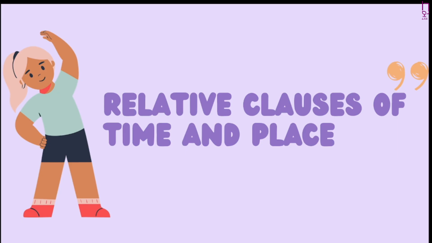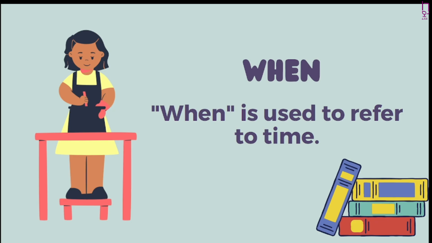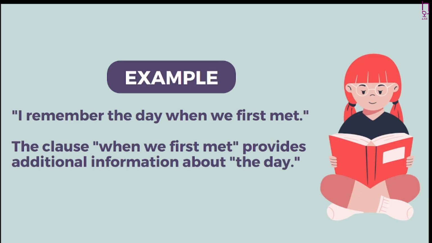Relative clauses of time and place, we will see them. A relative clause of time and place specifies when or where something happens. The relative pronouns when and where are commonly used for these clauses: when for time and where for place. For example, when is used to refer to time. An example could be: I remember the day when we first met. The clause when we first met provides additional information about the day, because we can say I remember when we first met.